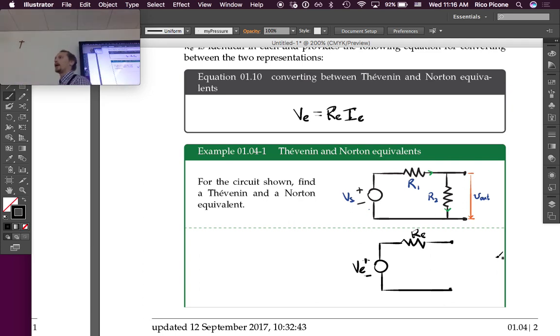And so I would recommend that we start, and I'm going to toss it over to you guys, by finding the equivalent resistance, RE. Okay? So go ahead and get started, and I'll walk around and kind of help you guys think through this.